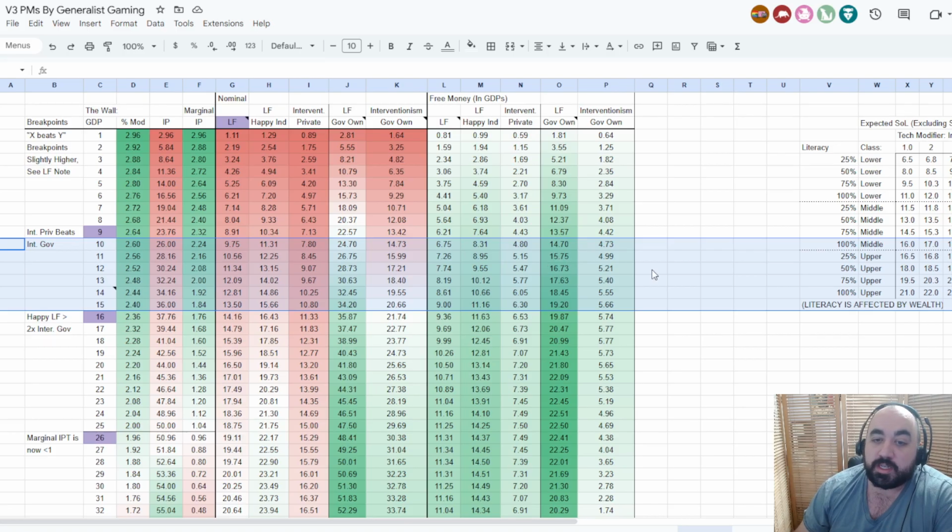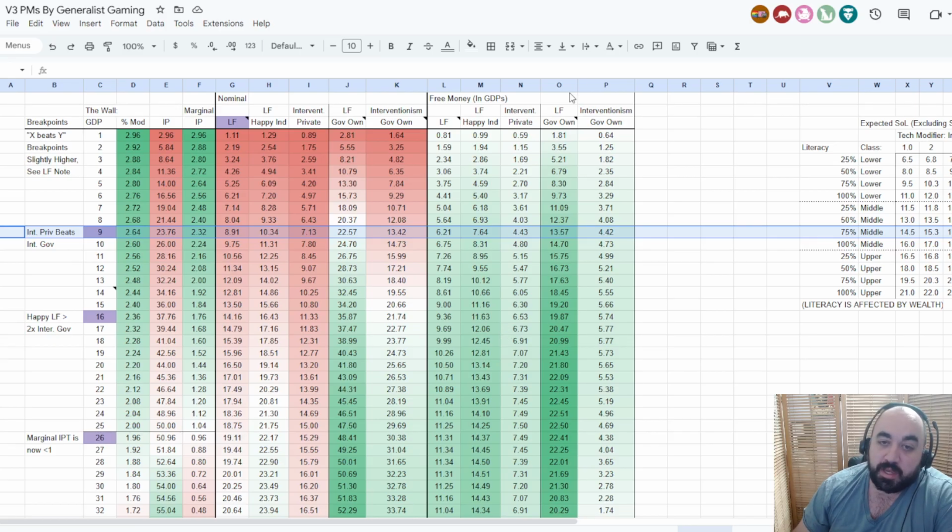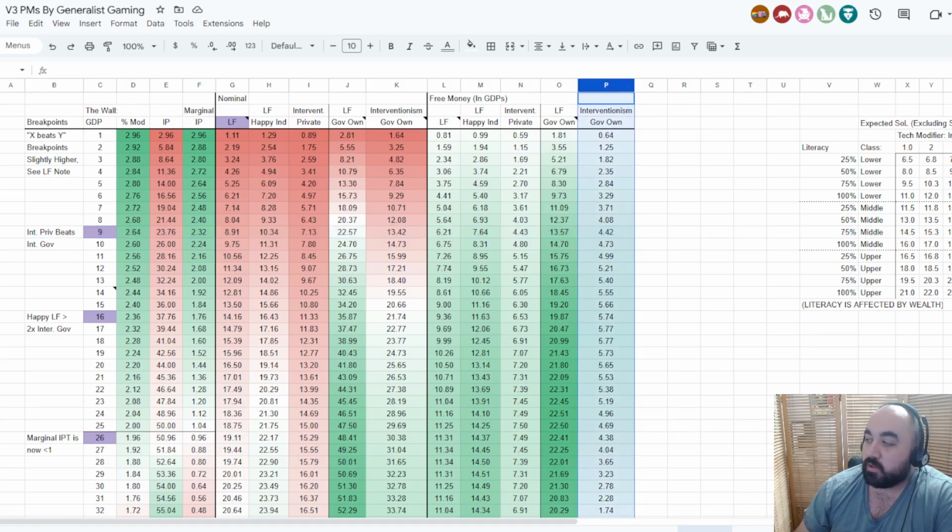But the point at which, in terms of money deletion, the threshold that we have with our calculation is around 9 million GDP. You will be better off having the buildings privately owned versus government owned. And so interventionism doesn't quite look that good.